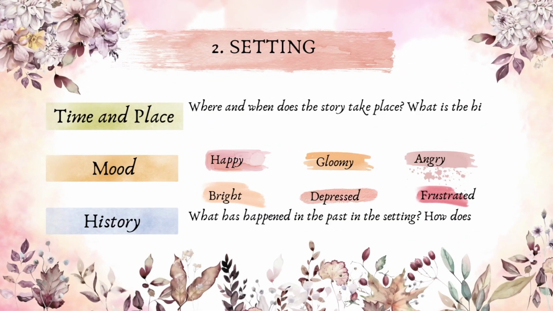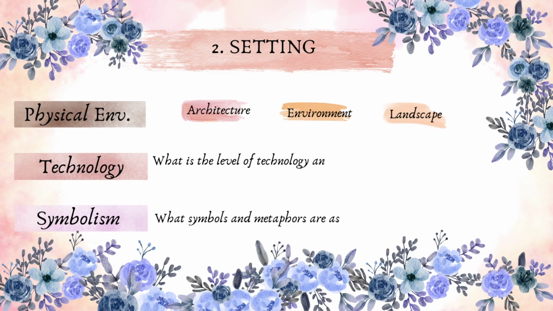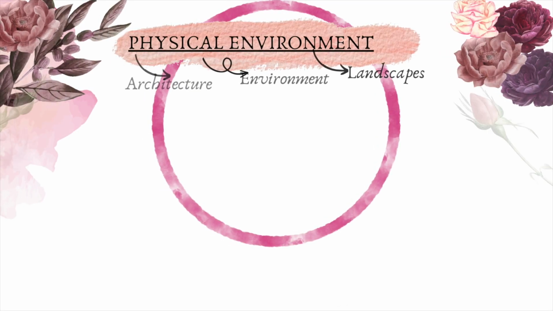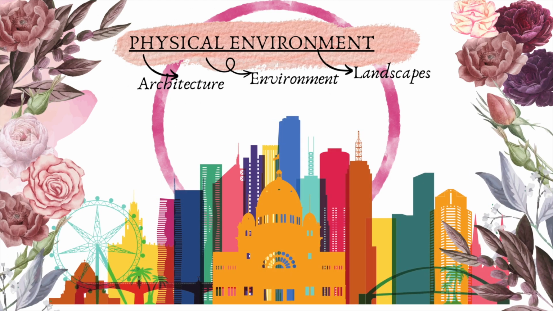Secondly, mood. What is the general tone and atmosphere of the scene? Is it gloomy and menacing or bright and happy? Thirdly, history. What has happened in the setting's past in terms of history? What effect has it had on the present? Think about it. Fourth, physical environment, things like what the architecture, environment, and landscapes are like. What is the environment like? Talk about it.